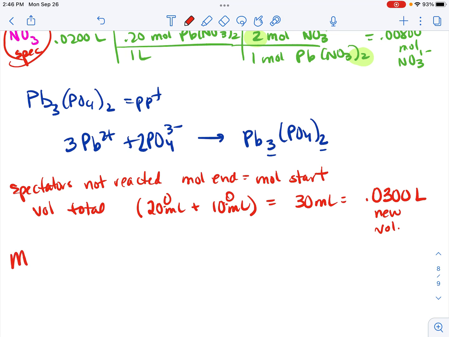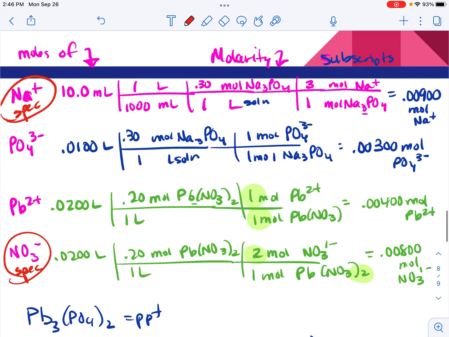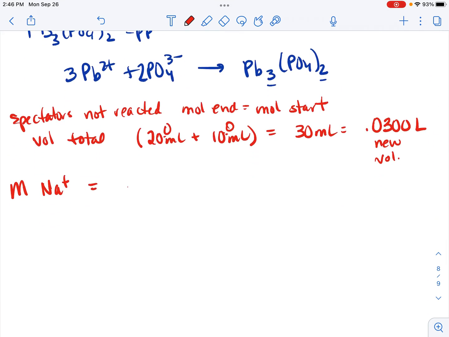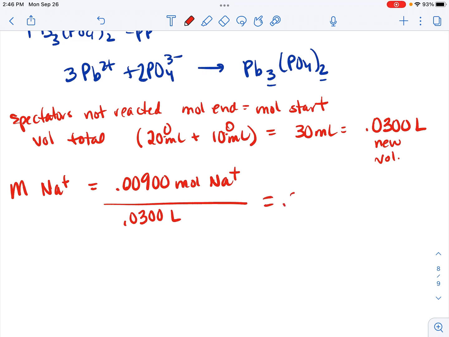So if I want the molarity of the sodium ion, the moles didn't change. I had 0.0900 moles of sodium ions in this new volume, which will be 0.0300 liters. And that gives me a molarity of 0.3 molar. And I have 3 significant figures, so I'm going to make it 0.300 molar sodium ions.